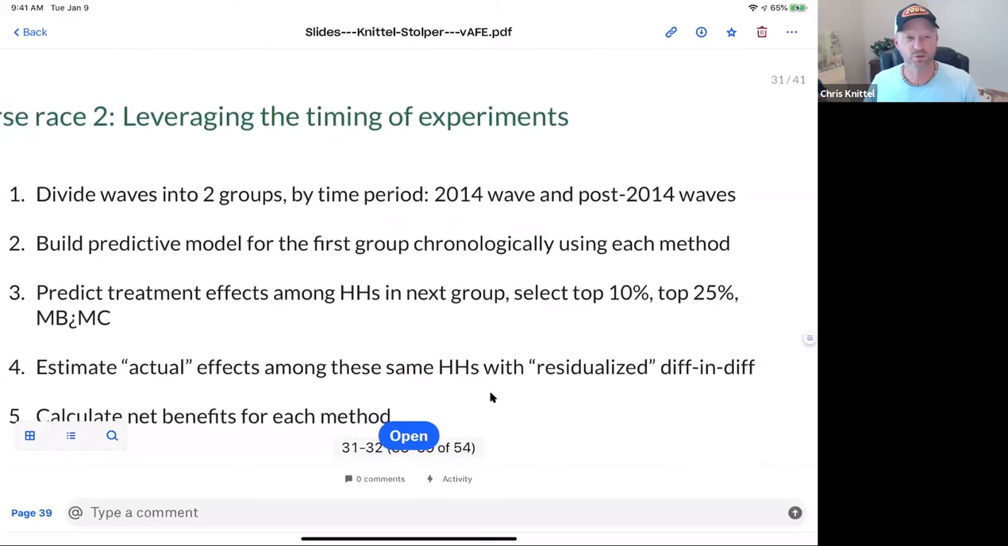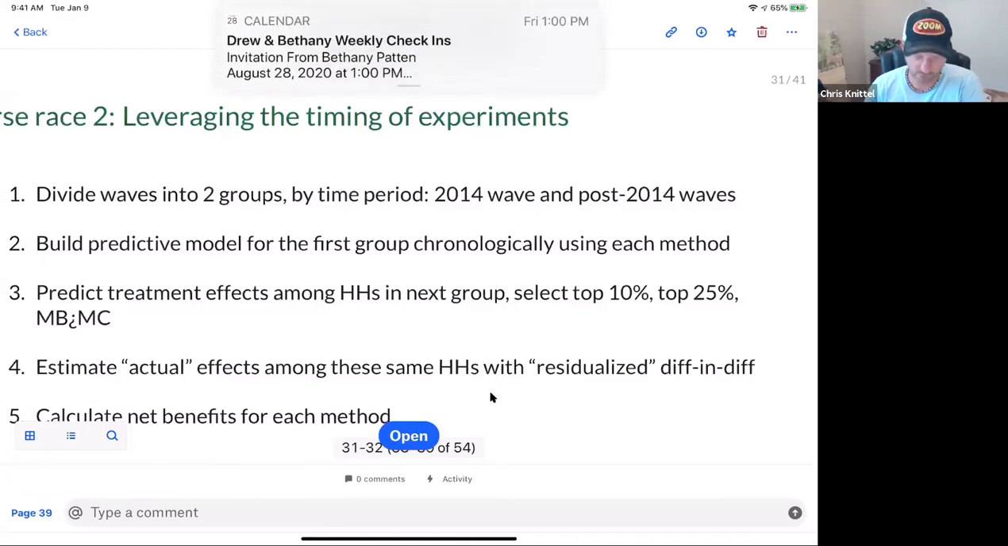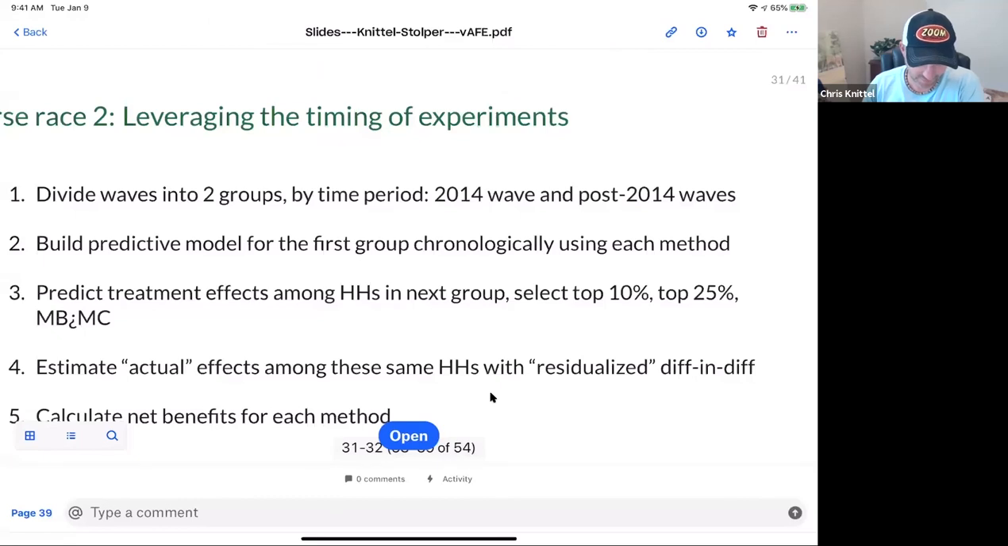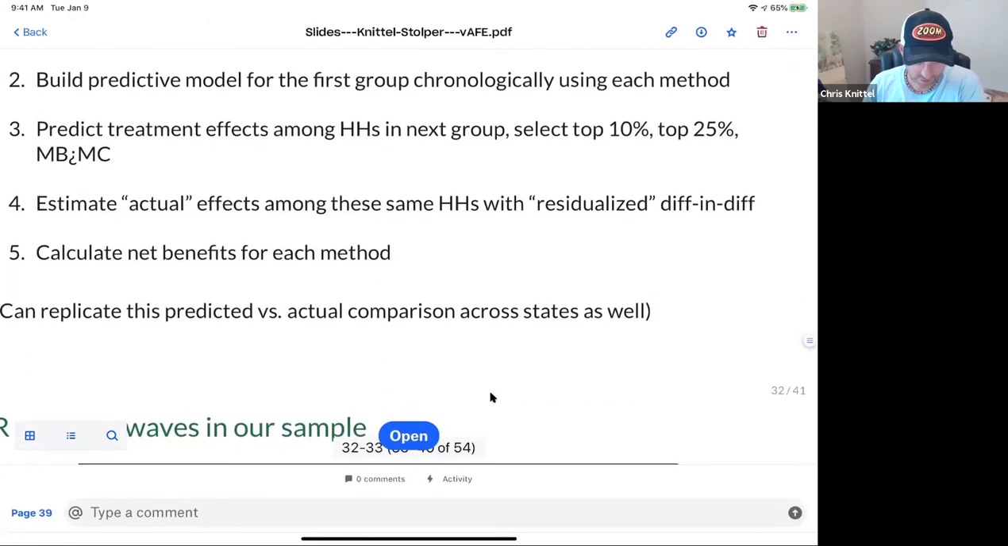The second horse race is going to be, and I've sort of mentioned this, grow all the trees and run the regressions on the 2014 waves, and then use those results to predict benefits in the 2014 waves. Same 3 groups: top 10%, 25%, and marginal benefits greater than marginal costs.